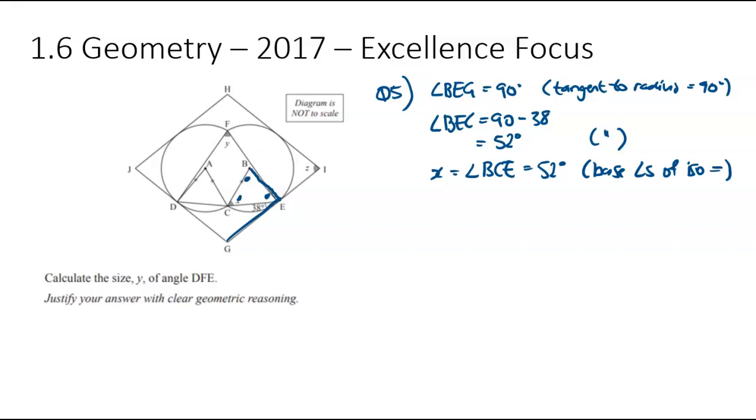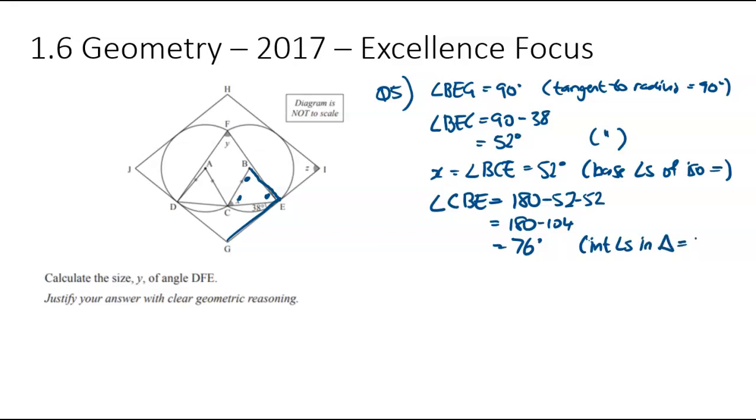I may as well go the extra step to find out that top angle there. So angle CBE is going to be equal to 180 minus 52 minus 52. That's 180 minus 104. So I'm getting 76 degrees there. And that's my angles in a triangle rule. So internal angles in triangle equal 180 degrees.